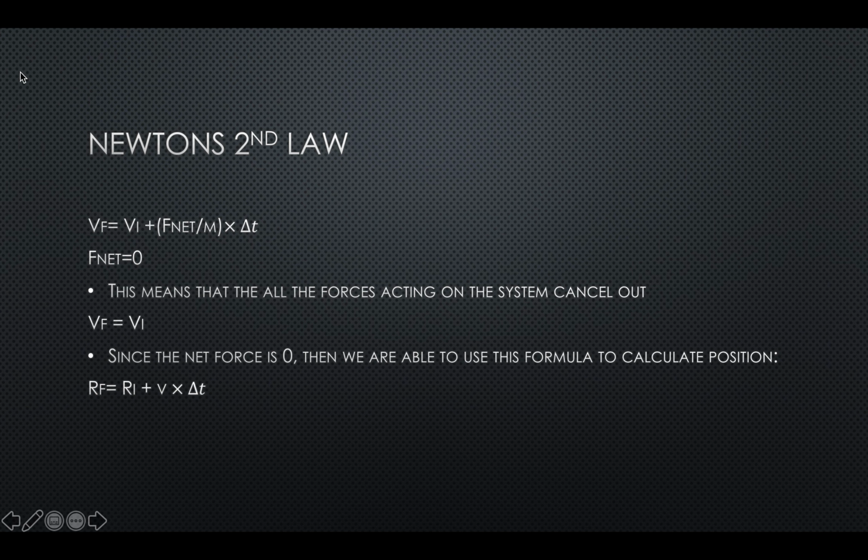This means that forces acting on the system cancel out, getting us velocity final is equal to velocity initial. Since F net is equal to 0, we can use the position equation. R final is equal to R initial plus velocity times the change in time.